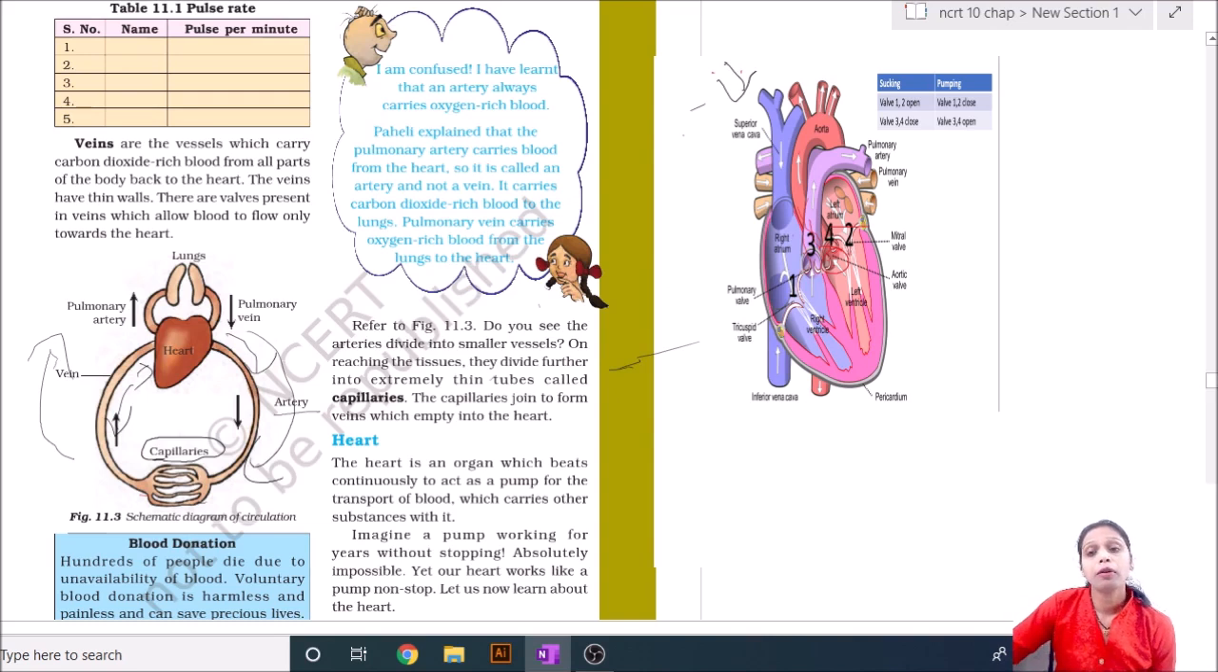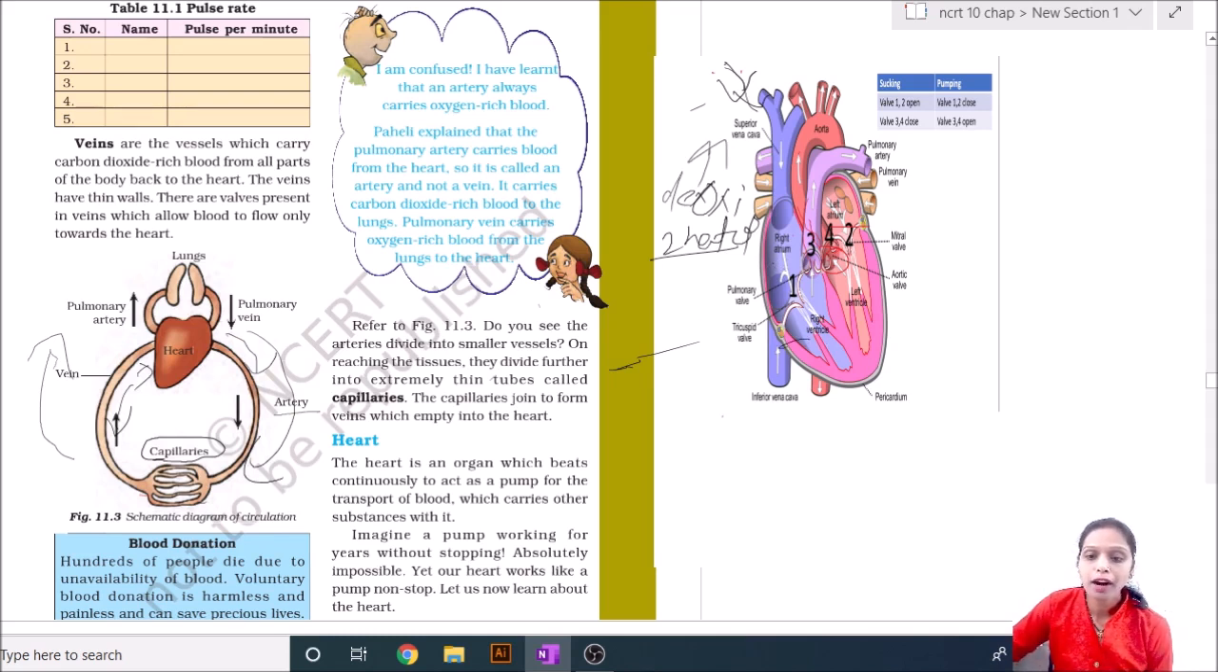Firstly, the deoxygenated blood goes through our vena cava and comes into the right atrium, and ultimately goes into the right ventricle.